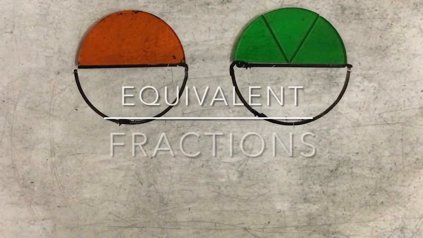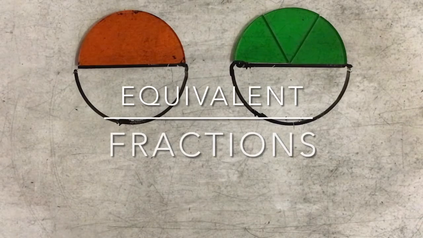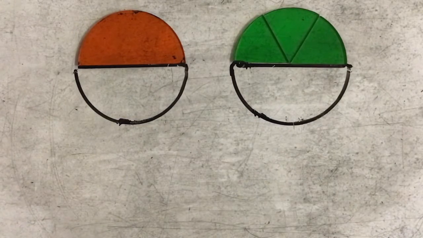Hey there. Today we're going to learn about equivalent fractions and how to find and write equivalent fractions. So equivalent fractions are two different fractions that have the same amount or represent the same value, but they will usually have different denominators and different numerators.